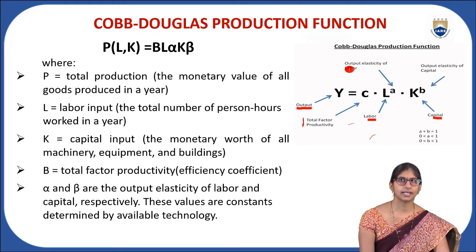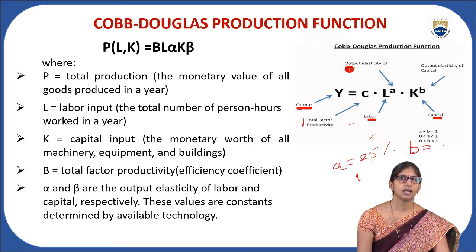For example, when we consider 25% of labor, we need to check what the rate of change in capital is. We can take that as a is 25%, then b will become 100 minus 25, that is 75%. So this is the elasticity which we are finding out for both the input factors. So this is a and b. Now what is this C?